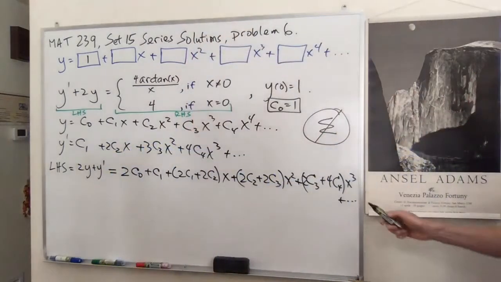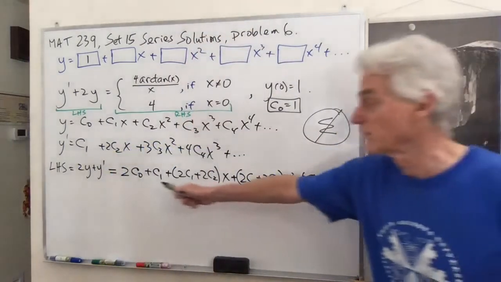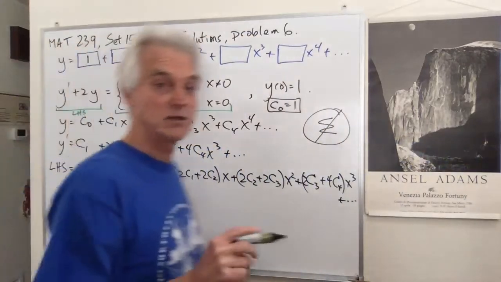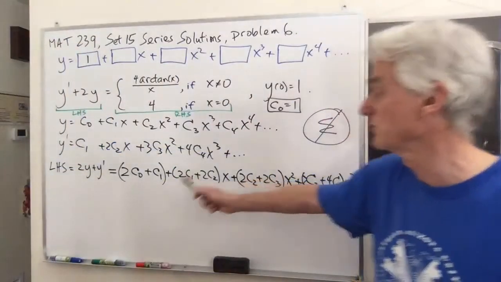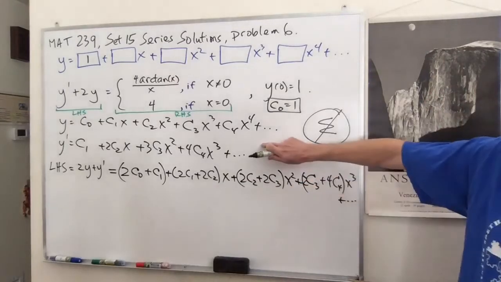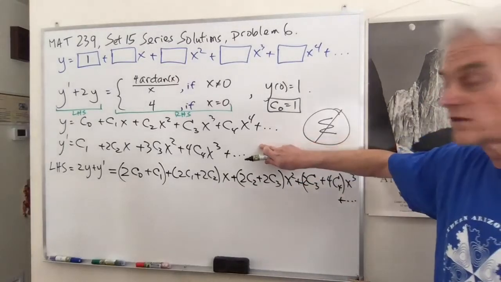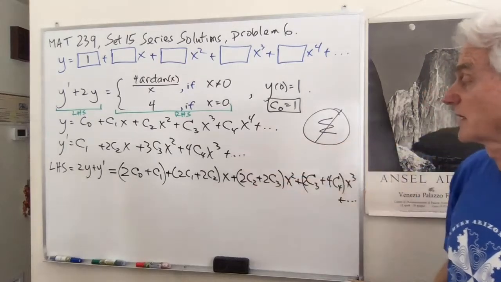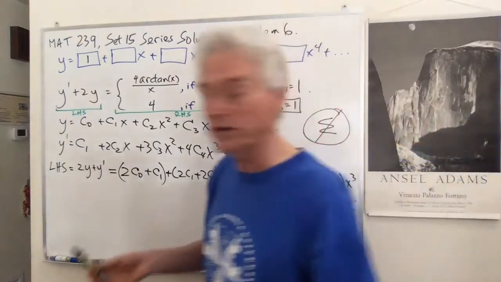I can put the constant term in parentheses as well, just to isolate it. We have the constant term, the coefficient of x, the coefficient of x squared, the coefficient of x cubed, and I don't really know the coefficient of x to the fourth because I would need C5 to get it over here. So I'm fine to stop there.